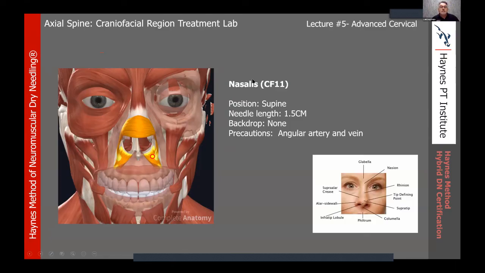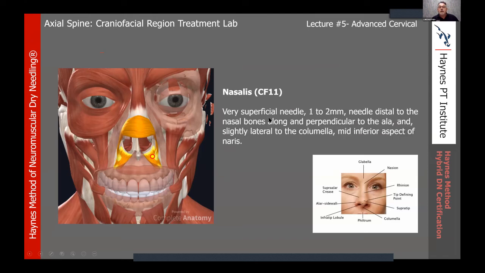So now nasalis, it's very superficial. We could do it higher on the nasal part of the nasalis, but I choose to do it a little bit lower. It's a little kinder. Again, use as small a diameter needle as you can. It's 1 to 2 millimeters.